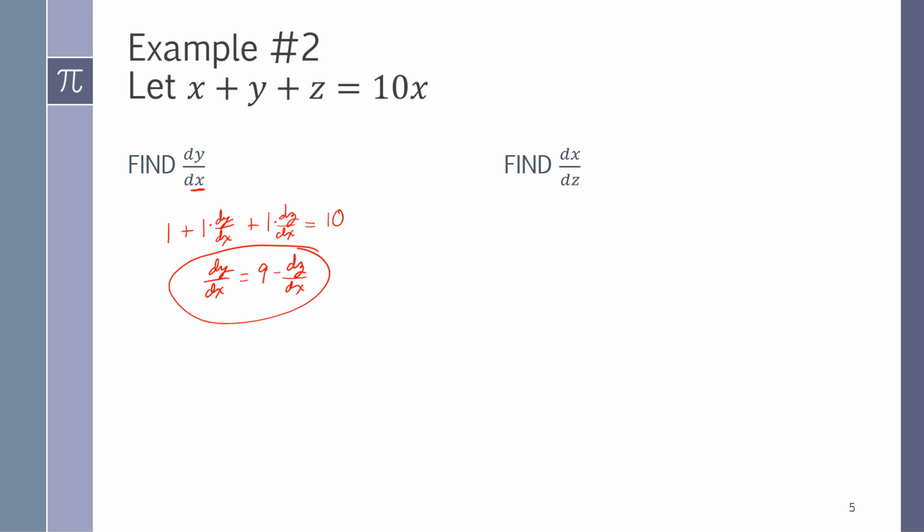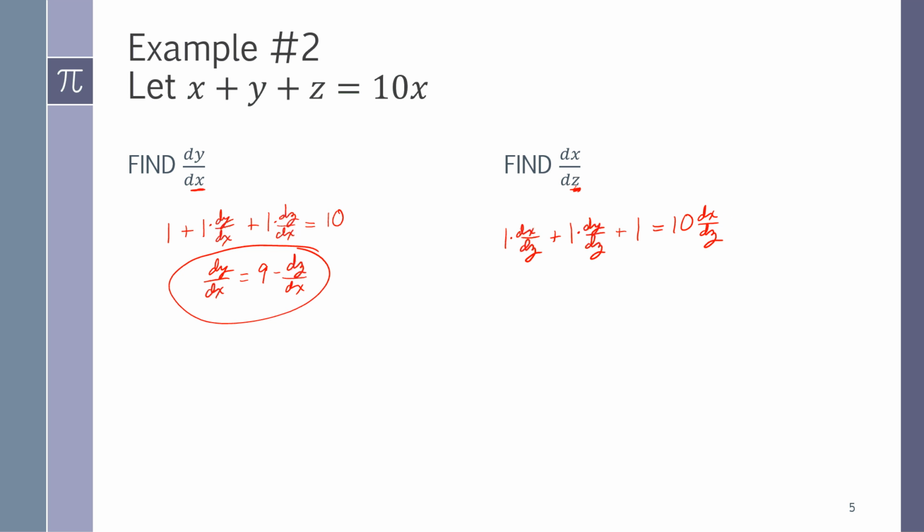Slightly more challenging example is to find dx/dz. In this case, dz tells me z is the independent variable. So that means anything not z needs chain rule. So the derivative of x is 1, but that's not a z, so I need dx/dz. Plus derivative of y is 1, but that's not a z, so I need dy/dz. And derivative of z is 1. That is a z, so I don't need the chain rule. Equals derivative of 10x is 10, but x is not a z, so I need a dx/dz.